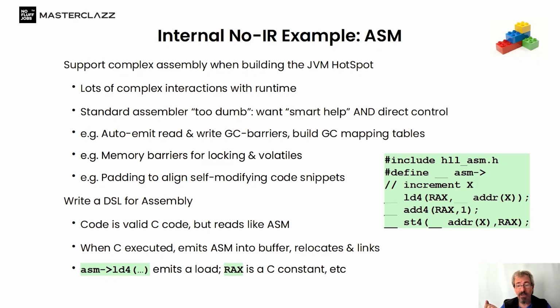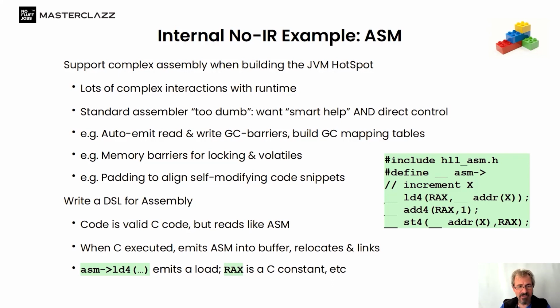At some point in my life, I did the HotSpot Java virtual machine, and I wrote lots and lots of complicated assembly with lots of complicated interactions with the runtime, and standard assembly was just too dumb. I wanted some smart help, right? I wanted to auto-emit read and write garbage collection barriers, or build GC mapping tables, or memory barriers for volatiles, or do alignment for self-modifying code snippets, because I can't self-modify code that is spanning a cache line boundary, for instance. The complicated stuff, not your normal thing.